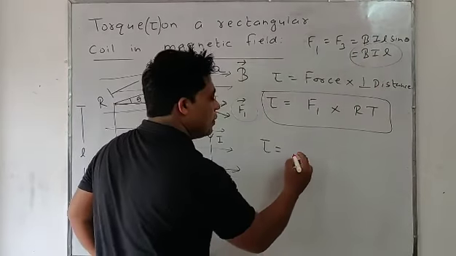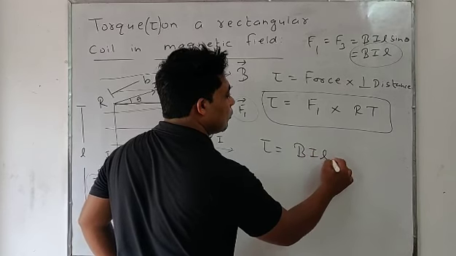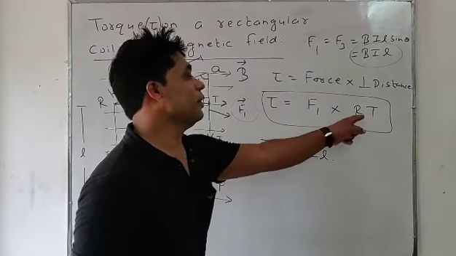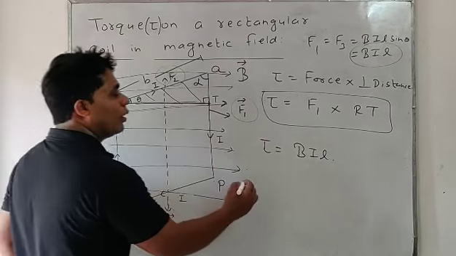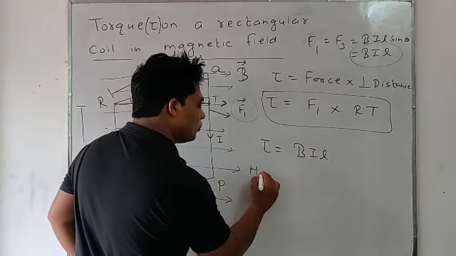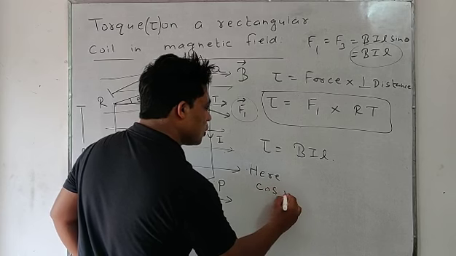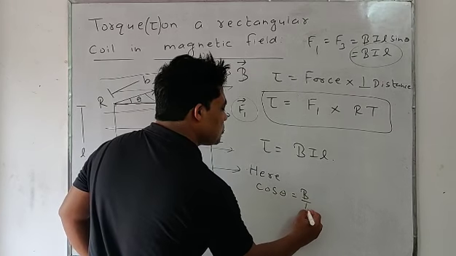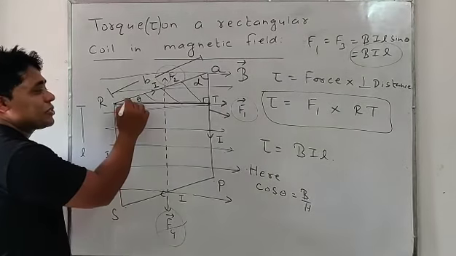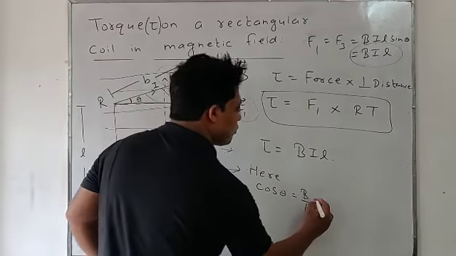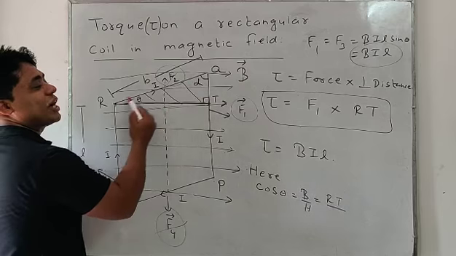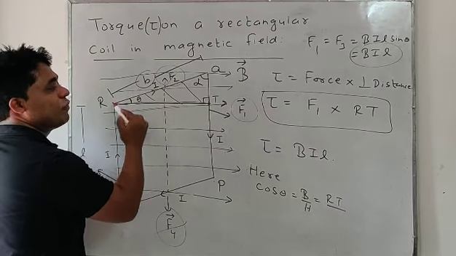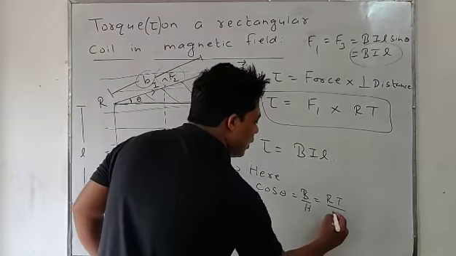Force on conductor, BIL. And how can we get RT? For getting RT in this triangle, I am going to apply cos theta, base by hypotenuse. This is theta, so RT will be the base, and opposite to 90, RQ, this side will be the hypotenuse, and that is the width of this coil, B. We can write here B.